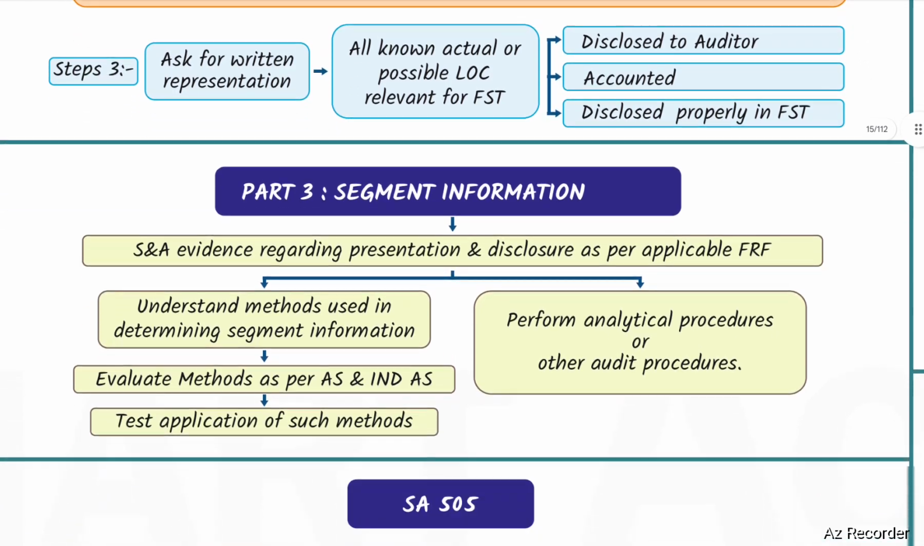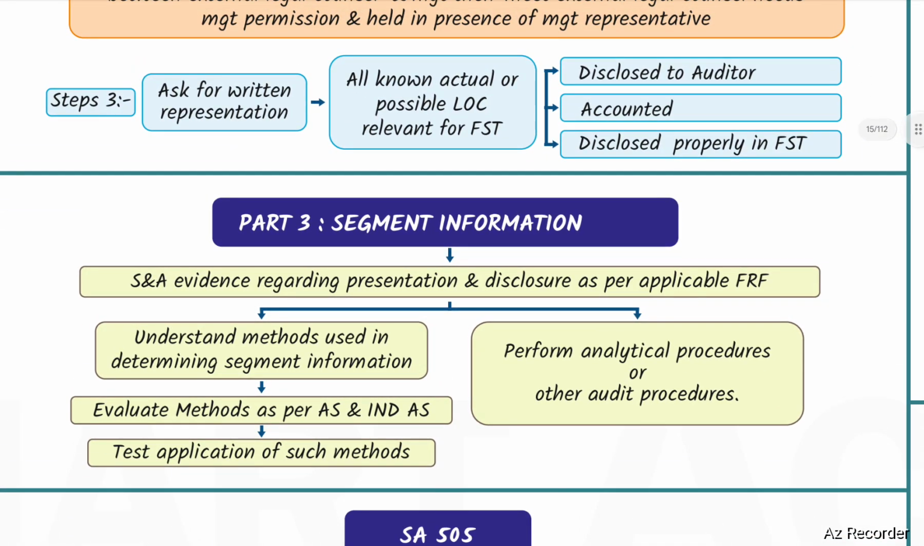Part number 3, segment information. Sufficient and appropriate evidence regarding presentation and disclosure as per the financial reporting framework regarding segment reporting should be obtained. Understand methods used in determining segment information. Evaluate methods as per AS and Ind AS. Test application of such methods. Next, perform analytical procedures or other audit procedures.